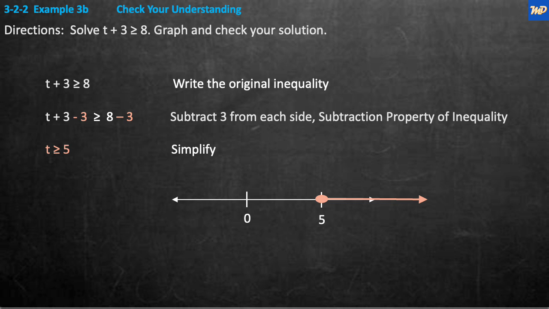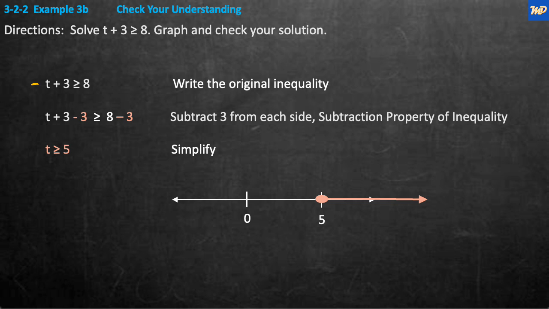First thing we're going to do is rewrite the inequality. It's not an equation, it's an inequality. We're going to rewrite that, and then we make sure that we're solving the correct problem. We have t plus 3 is greater than or equal to 8. Yes. So now, how do we get the t by itself?